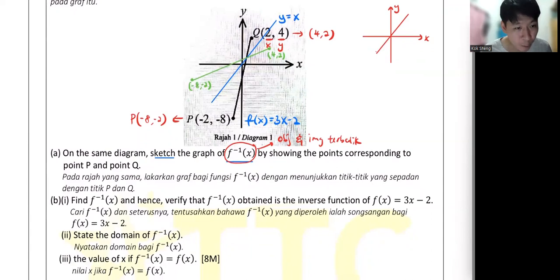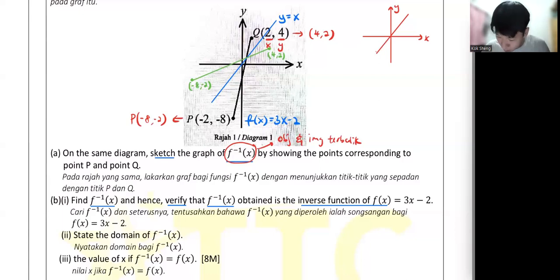Okay, now we can go for question B. B1: find f negative 1 of x, hence verify that the f negative 1 of x obtained is the inverse of f of x. There are two different parts here. First, you need to find the inverse. Second, you need to determine whether the inverse you found is really the inverse of f of x or not.